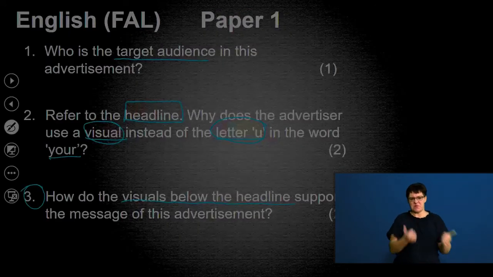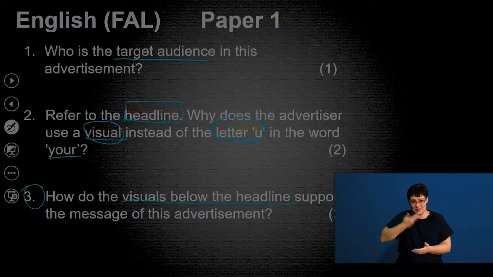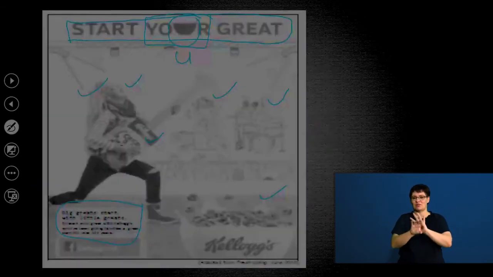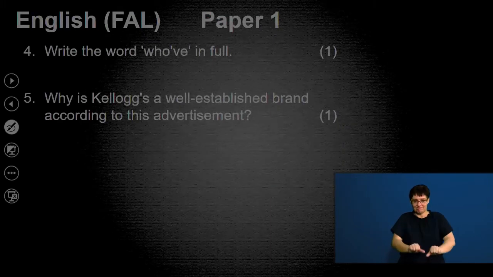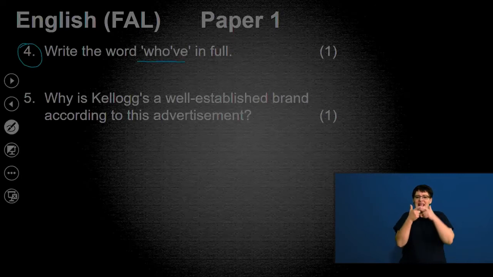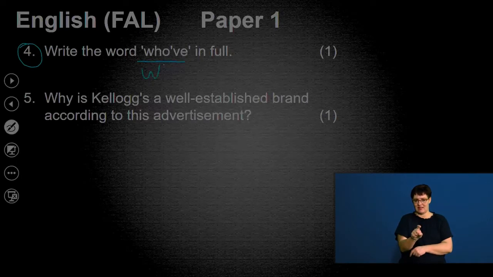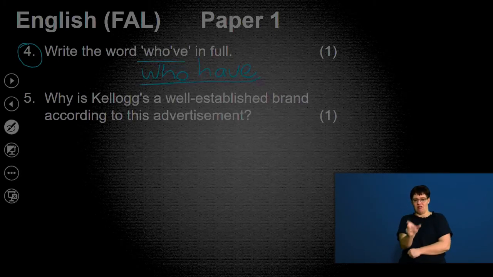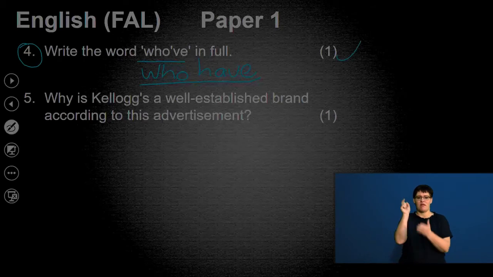Okay, so that basically answers that question, which is how do the visuals below the headline support the message of the advertisement? So let's go on to the next question, which is question 4. Write the word hoof in full. This is basically a language question, and it translates to who have. So the question actually reads, write the word who have in full, which is actually the answer. Okay, so that's just 1 mark there, and it's a very simple 1 mark.